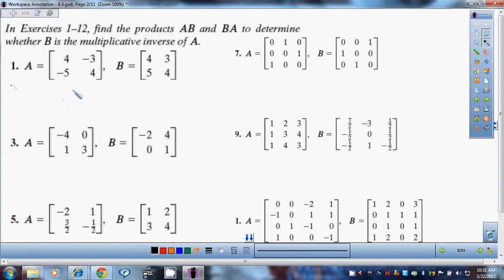Here we go. Let's see if we can do that. 4 times 4 is 16. Negative 3 times 5 is negative 15. 16 minus 15, 1. 12 minus 12, 0.